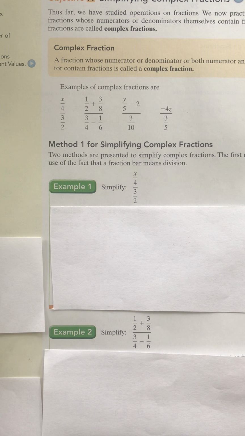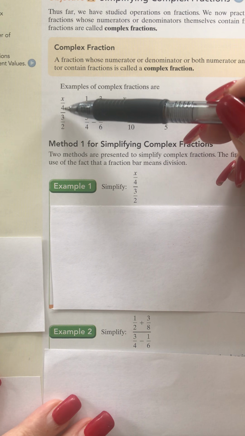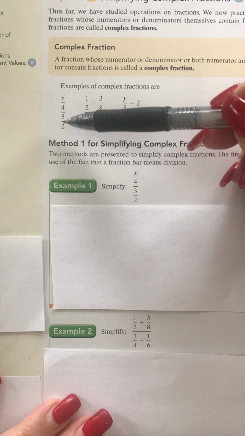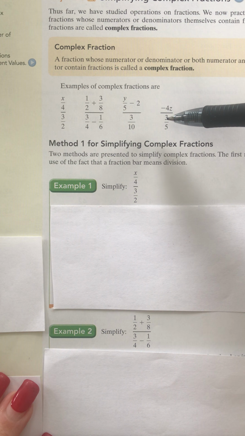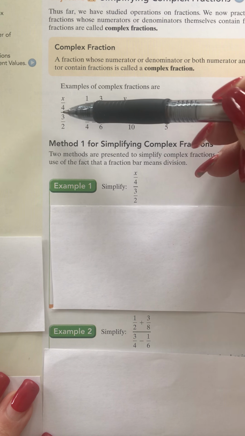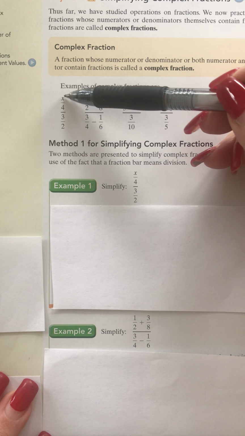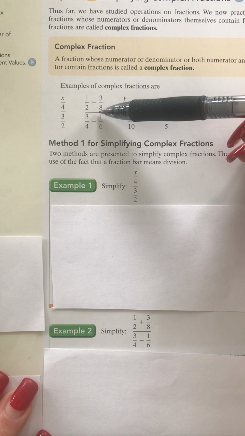Math 50, Section 4.6. Today I am going to show you how to simplify a complex fraction. A complex fraction is a fraction that has a fraction in the numerator or the denominator, or actually both. So these are some examples of complex fractions where you're dividing. You have a numerator and a denominator, but sometimes you're going to have to simplify the numerator and the denominator before you divide.